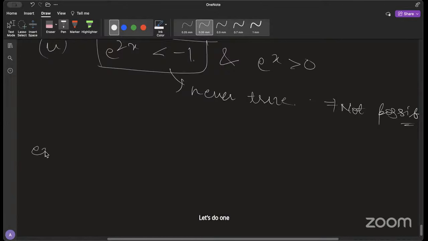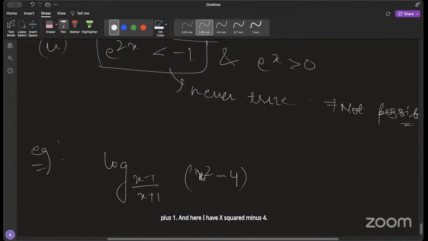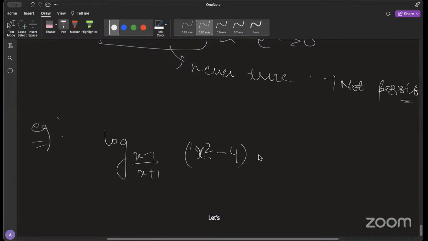Let's do one more example. Let's say instead this time I have log of base (x minus 1)/(x plus 1) of x square minus 4. Let's say this is my function. This time my base is also varying. Notice that my base is not a constant here. It's not a fixed number. That is also variable. What should be the domain of this function?